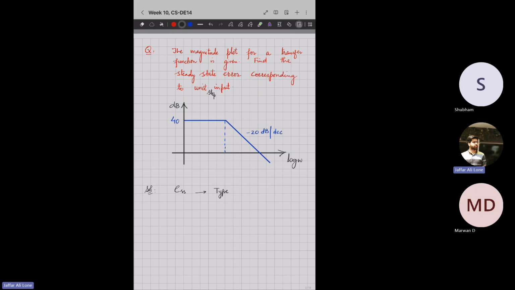First of all, we have to find the transfer function from this Bode plot. What did I say in the last lecture? We find the corner frequencies, and corner frequencies are the points where my slope changes. From the plot, there is only one point where my slope is changing, which is some omega. It's not given, so let's assume the slope changes at omega. Then what will be my transfer function? Tell me, what is the type of this system?